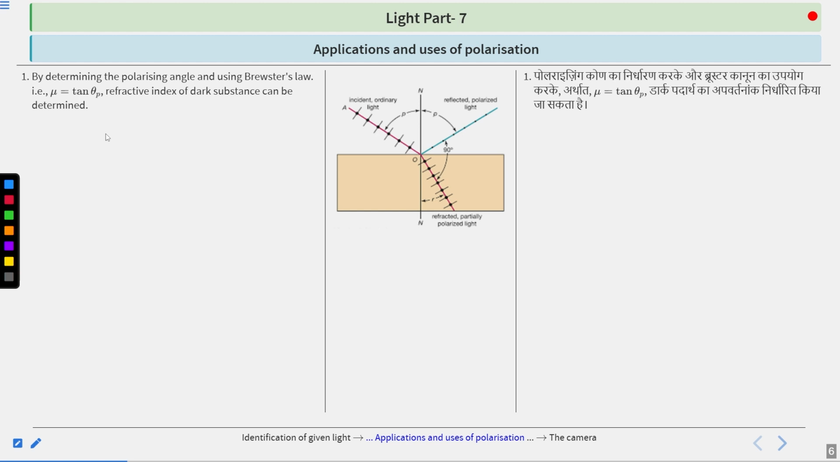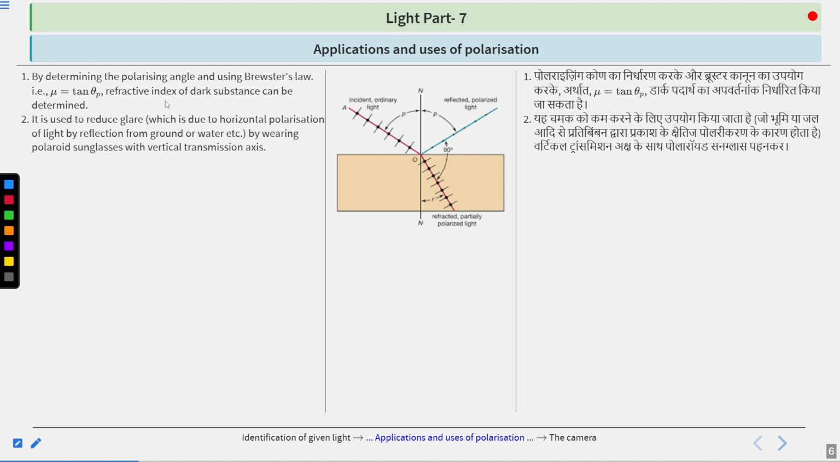Application and uses of polarization. By determining the polarizing angle and using Brewster's law, mu equals tan theta p, the refractive index of a dark substance could be determined.